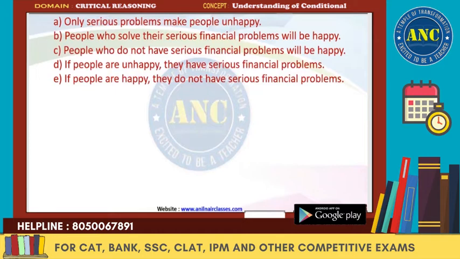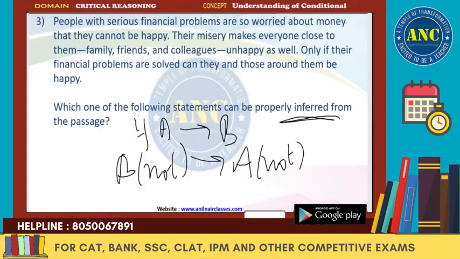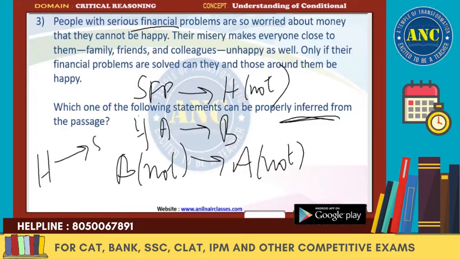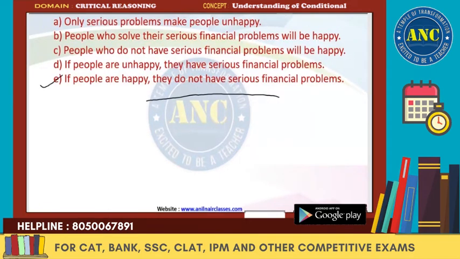It will be if people are happy, they do not have serious financial problems. Why? Because it says people with serious financial problems are worried about money, right? And they cannot be happy. So that means what? Serious financial problems means not happy. What that means? What should we have? Happy, not serious financial problems. So that is happening only in option E.